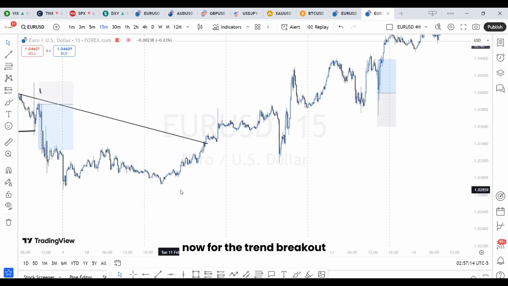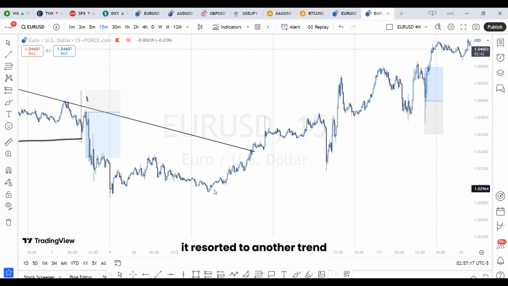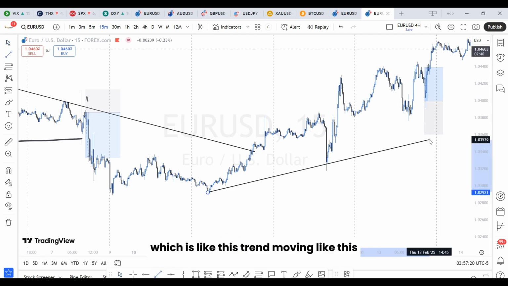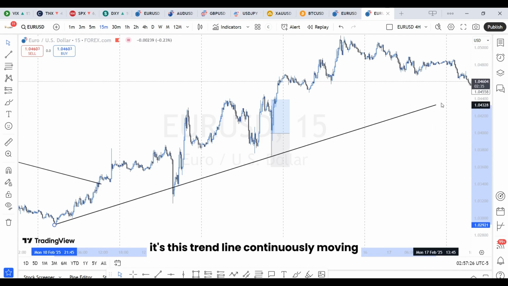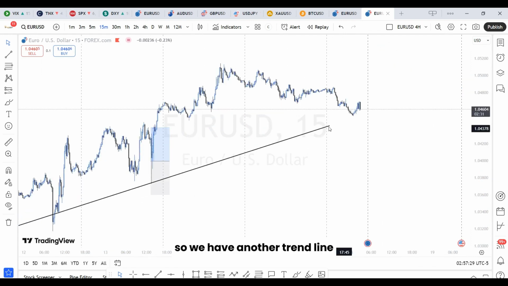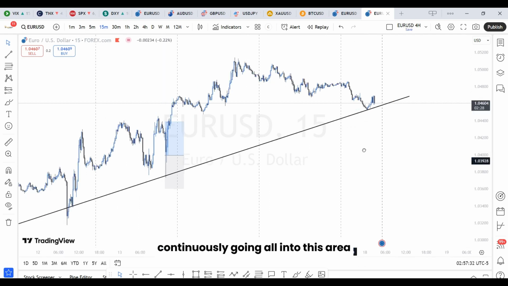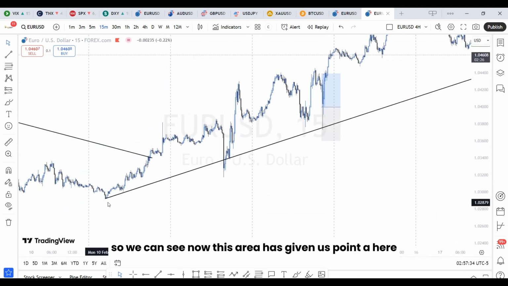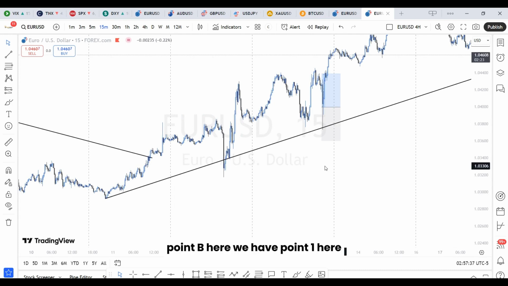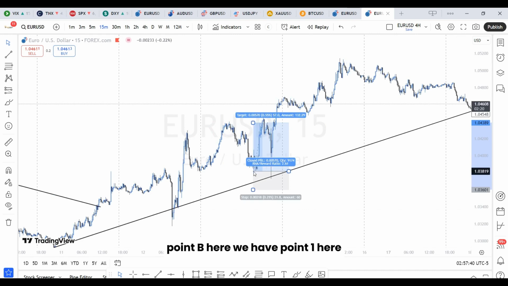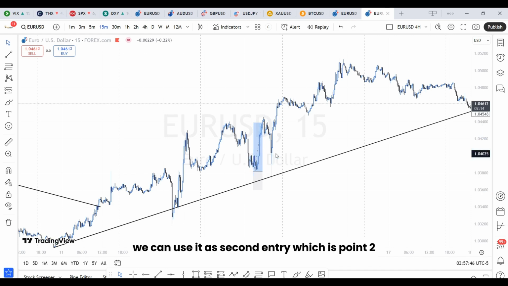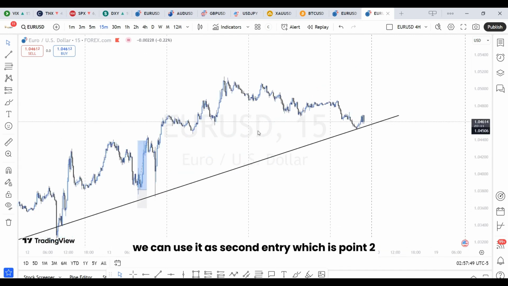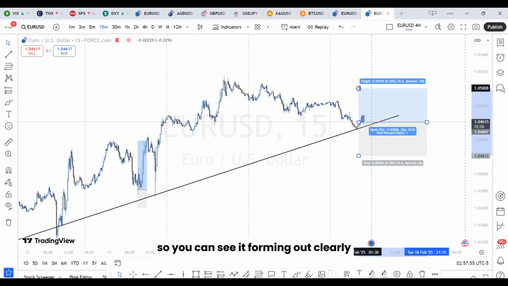Now the trend breakout resulted in another trend, which is like this trend moving like this, and you can see this trend line continuously moving. So we have another trend line continuously going all into this area. So we can see now this area has given us point A here, point B here, we have point 1 here. So we can even use here as point 1, we can use here as second entry, which is point 2. We can come here and use here as point 3, which is our third entry. So you can see it forming out clearly.